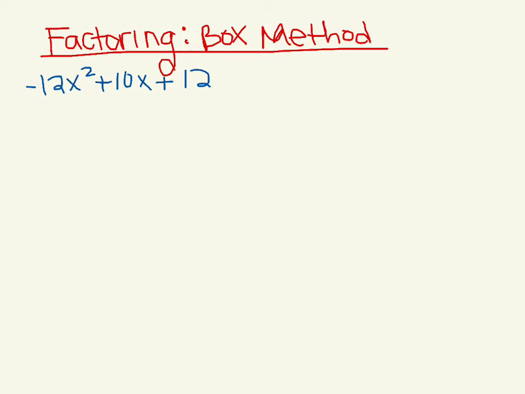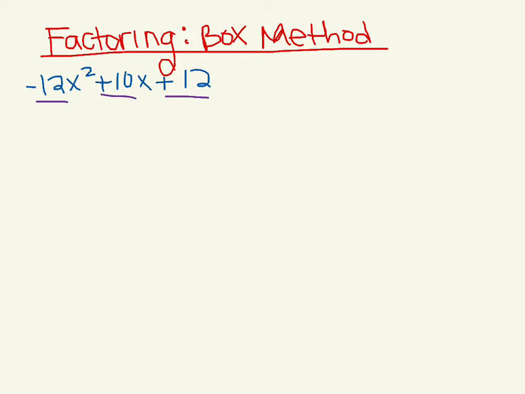But I wanted to go ahead and give you another example of using the box method because I know several of you were interested. So let's say we need to factor this quadratic, negative 12x squared plus 10x plus 12. Well, the very first thing you must do when using the box method is to first factor out anything that maybe all of the terms have in common, in which case is 2.